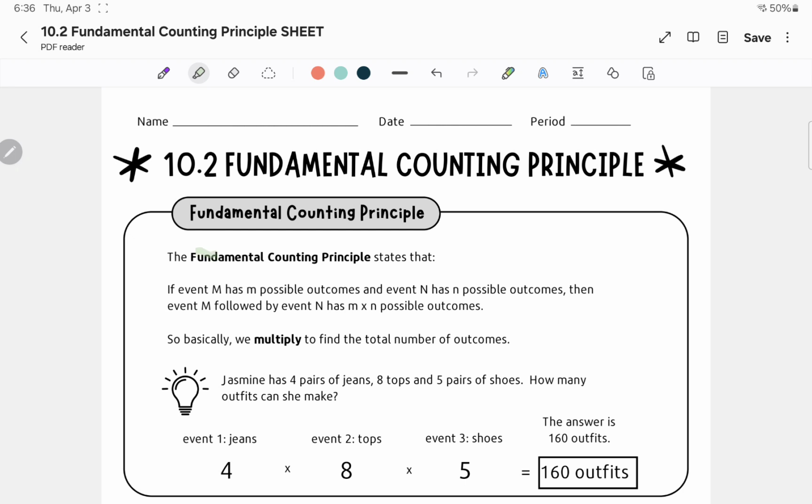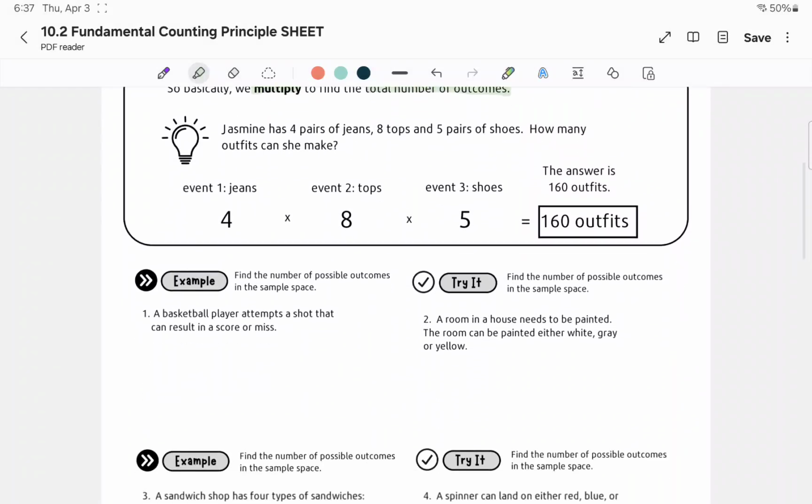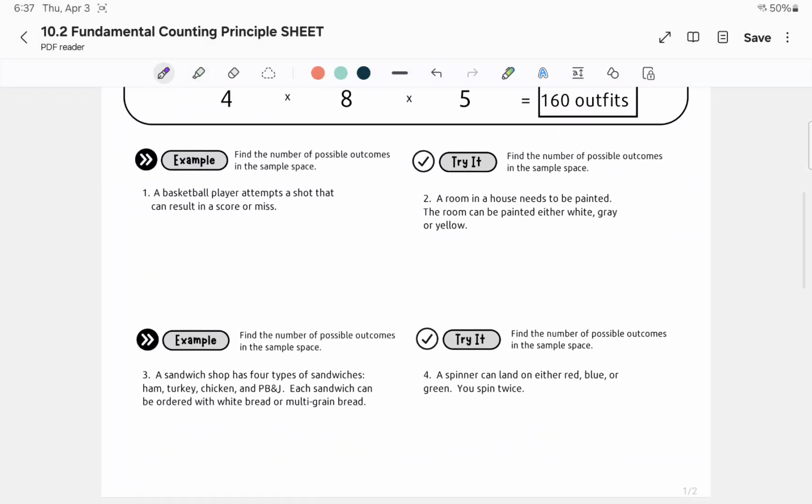And something called the fundamental counting principle makes that very simple for us, because basically we're going to be multiplying to find the total number of outcomes. So technically it says if event M has m possible outcomes and event N has n possible outcomes, then event M followed by event N has m times n. So basically, we're just going to know the number of possibilities for each event and multiply those numbers. You can see this example later, but let's just dive into example 1.